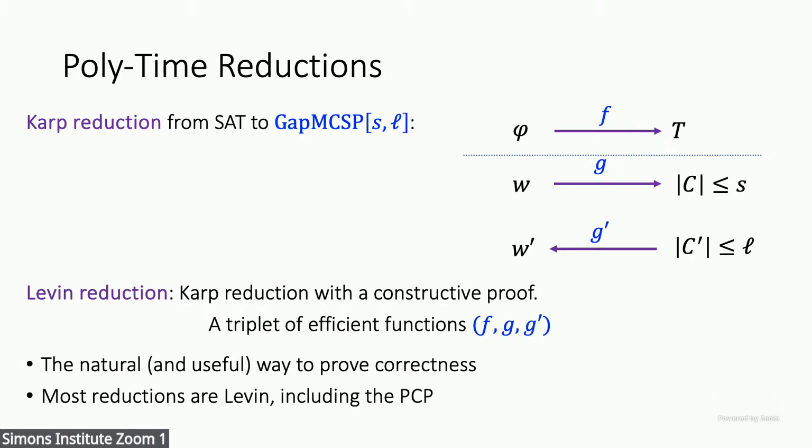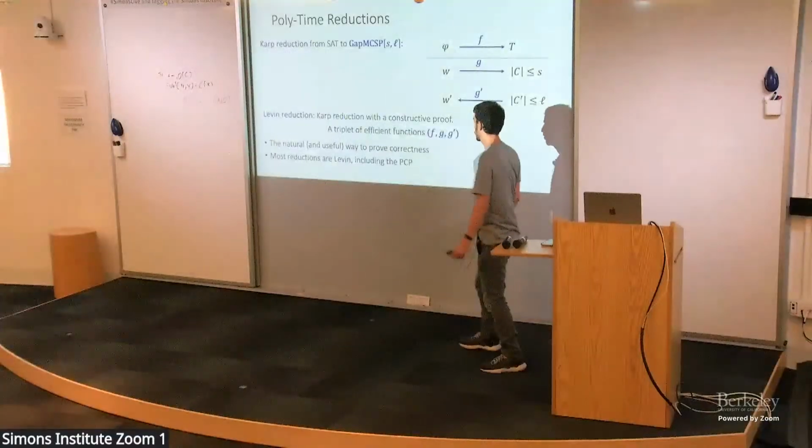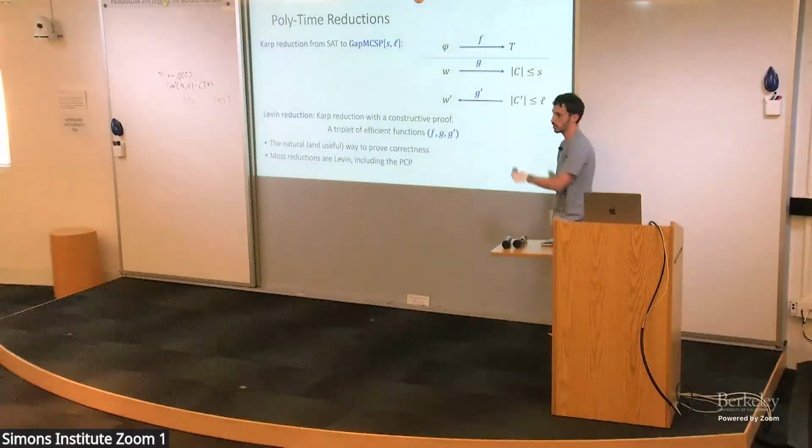Yeah. Sorry, what's the difference between Karp and Levin again? I missed that. So Karp is just the mapping reduction. Levin also has the constructive proof. Witness is mapped to witness. Yes, okay. So we have a way to take a witness and convert it into a witness.